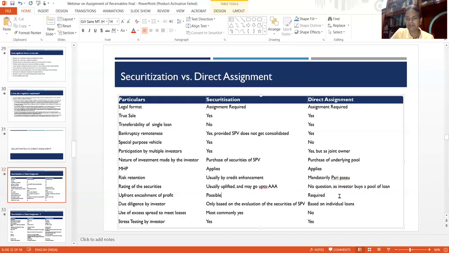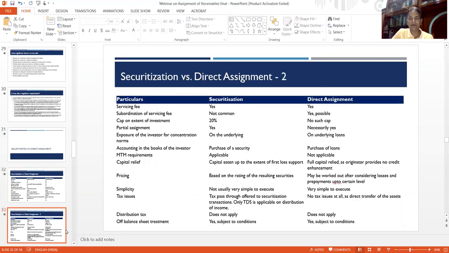Upfront encashment of profits, well, in case of securitization, mostly possible. In case of a DA also, it would mostly be possible. That's an accounting question, so I'll park it right here, and maybe at some stage we'll discuss that. Stress testing is required in both the cases. Servicing fee has to be there in both the cases.